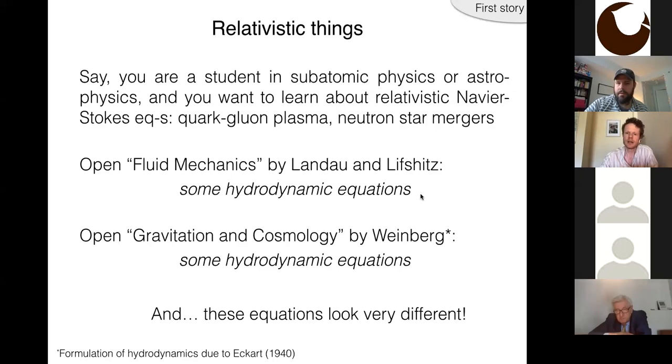You can open a different book, say Gravitation and Cosmology by Weinberg, and you will also see some relativistic Navier-Stokes equations in that book. Those equations are due to Eckart. And then you compare them and you see they look very different. The equations in Landau and Lifshitz look very different from the equations you see in Weinberg. So as a student, you are probably confused.